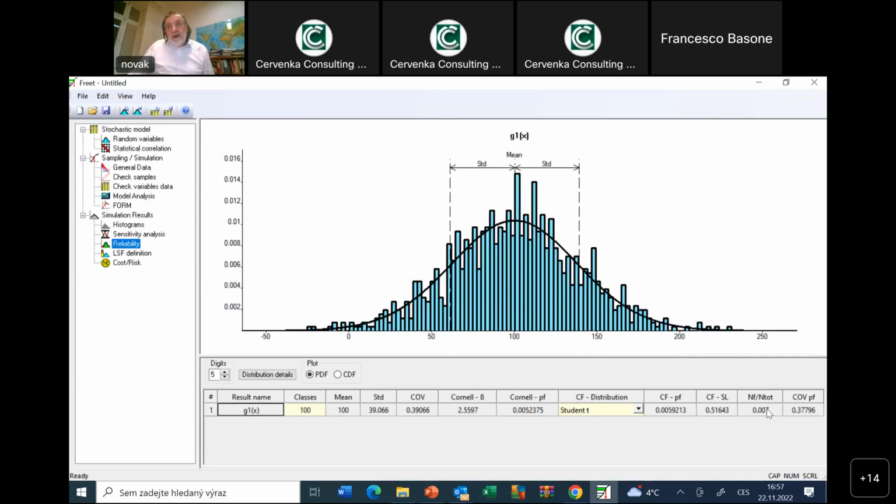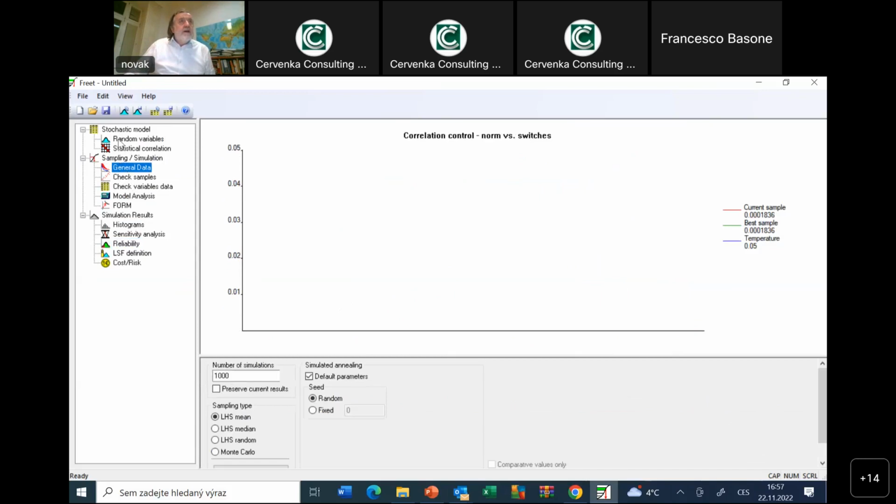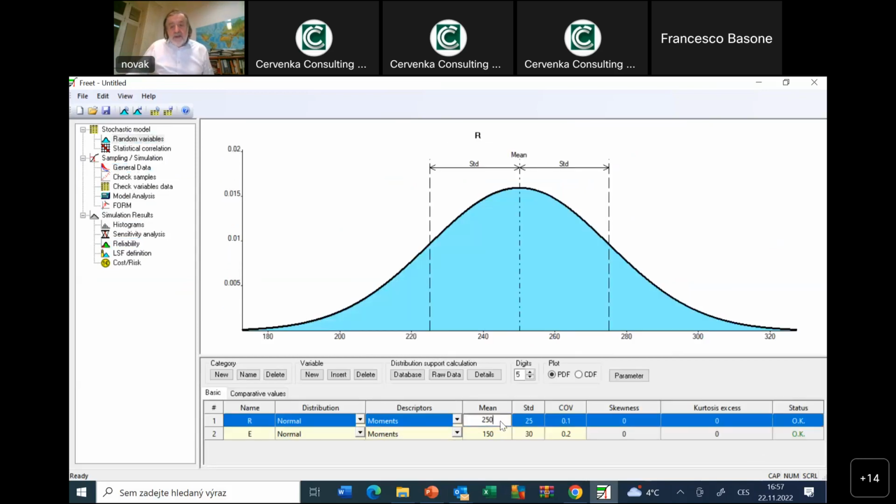So in many cases we cannot do this estimation. That's why we use the Cornell safety index and or the curve-fitting approach for the estimation. So I artificially change the stochastic model so that, for example, my resistance will be 300, and also, for example, the variability of my response will be much smaller. Now I will show you what will happen.